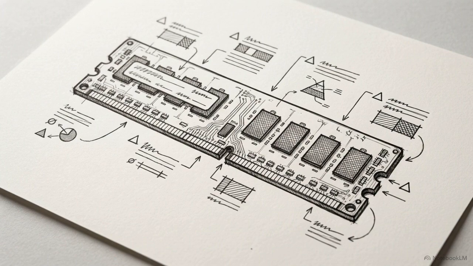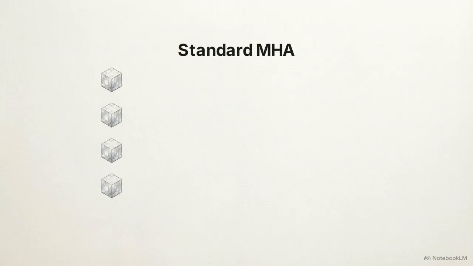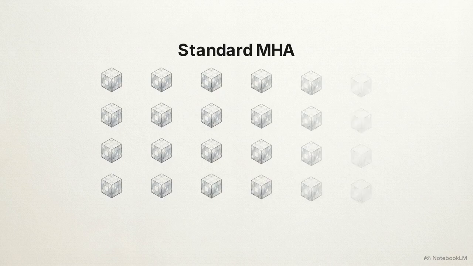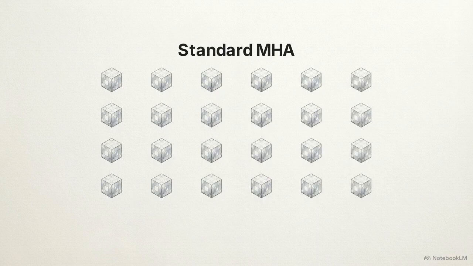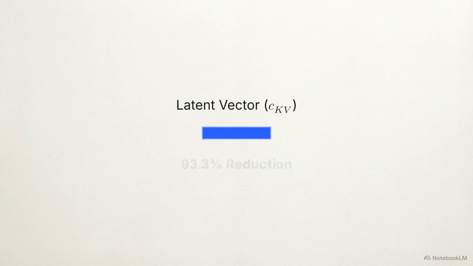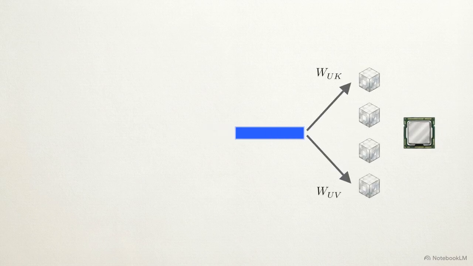This is achieved through multi-head latent attention, or MLA. Standard multi-head attention duplicates the key value cache across numerous parallel heads, scaling memory costs linearly. MLA alters this by projecting keys and values into a shared low-dimensional space. This compression reduces cache requirements by 93.3%, expanding back only at the moment of calculation.